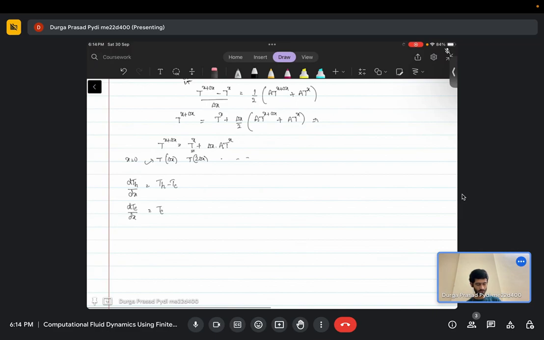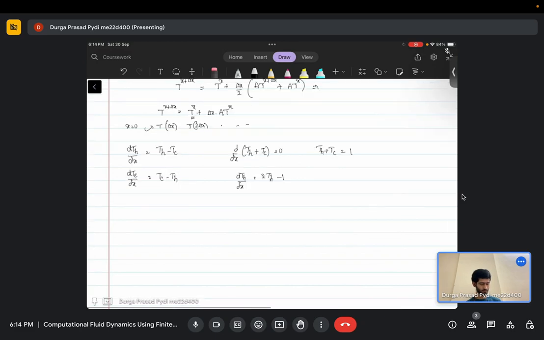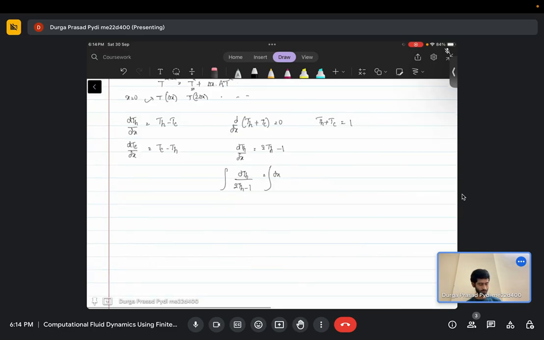It's Tc minus Th. So we just add these two equations, you get something like dTh plus dTc is essentially 0. So you have Th plus Tc equals a constant, and if you supply the initial condition, that will be equal to 1. So substitute it back, you have dTh by dx equals Th minus Tc, that will give you this. So you have dTh by (2Th minus 1) is essentially dx. You just integrate, so you have ln(2Th minus 1), varying from initially 1 to some value.